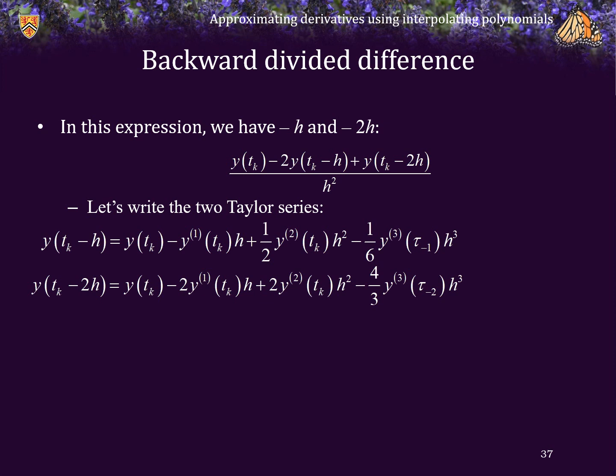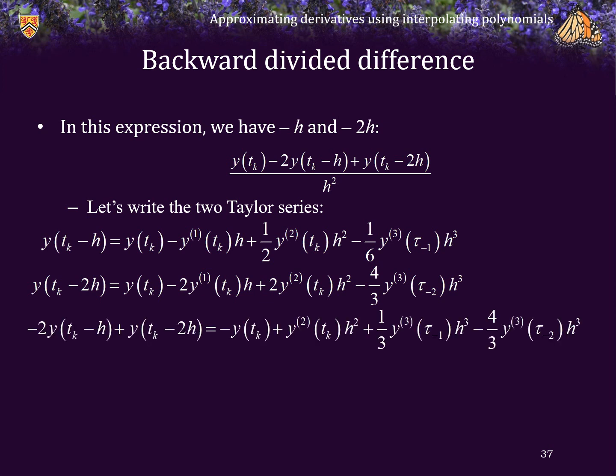Now, in the formula, we have -2 times the first left-hand side plus the second left-hand side. So let's have -2 times the first equation plus the second equation. The only things that cancel out now are the derivative terms. Everything else remains in some way, fashion, or other.